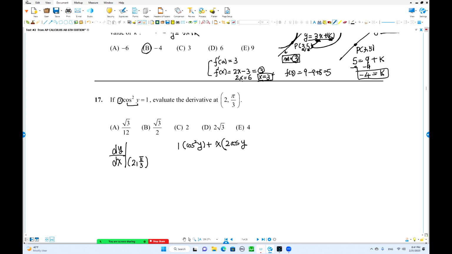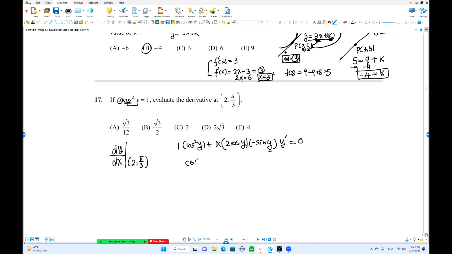After that, what is the derivative of cosine? The derivative of cosine is negative sine y, isn't it? Don't forget this one, okay? We just took the derivative of cosine squared, but the derivative of cosine y again is negative sine y. After that, going into the y, that's the last one: you multiply by y prime again. That equals the derivative of the constant, which is 0, okay?